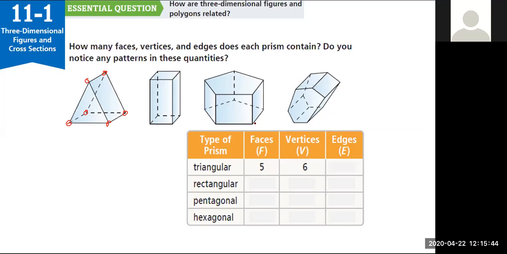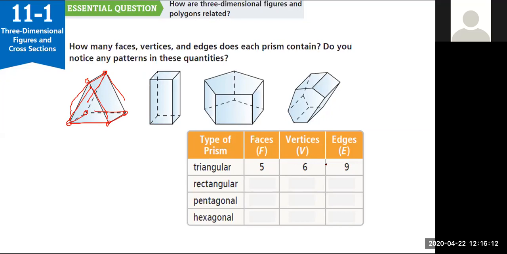Then you have edges. Well, edges, there's 3 edges along each one of the bases. So those. But then you also have these that are connecting the bases. Those are called lateral edges. So there's a total of 9 edges. Now, there's a pattern to this. So if we keep looking at all these values, something happens with all of them.